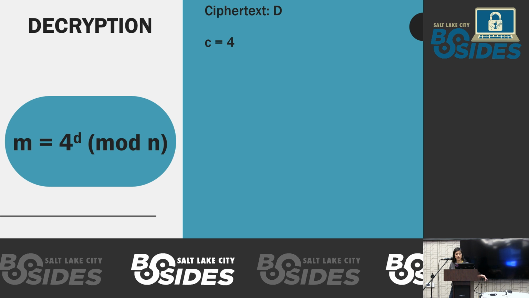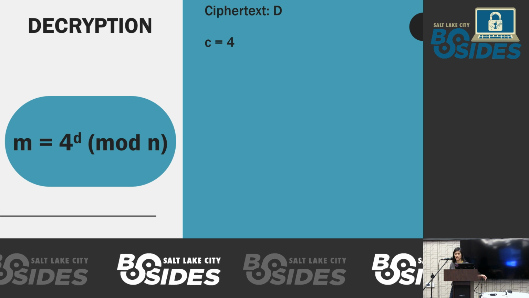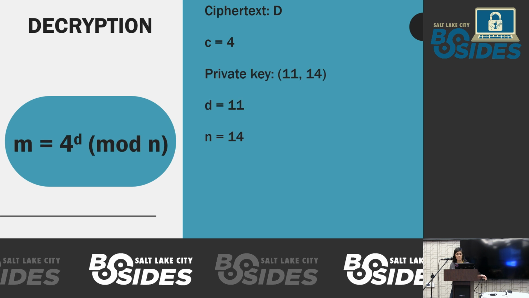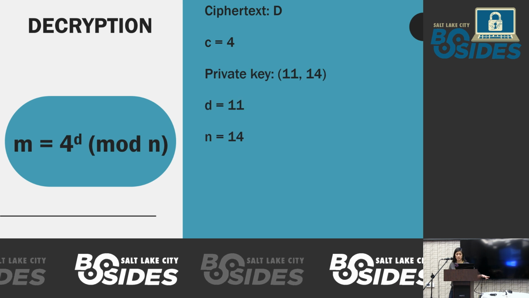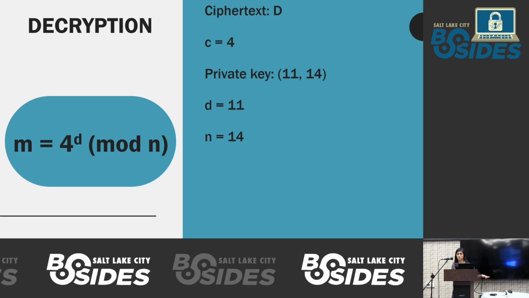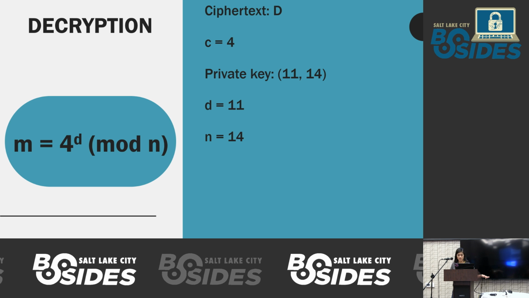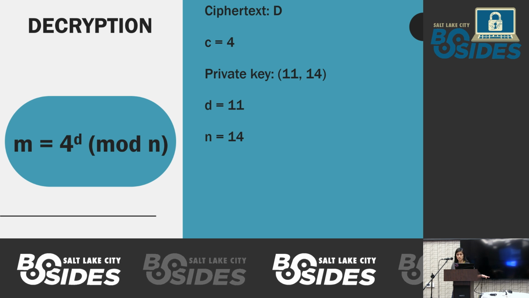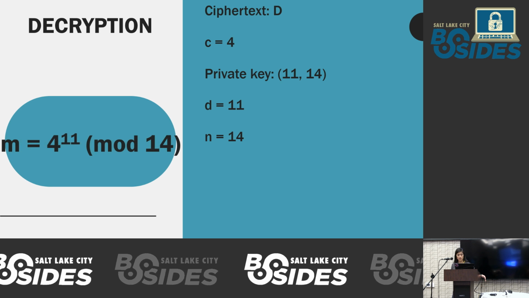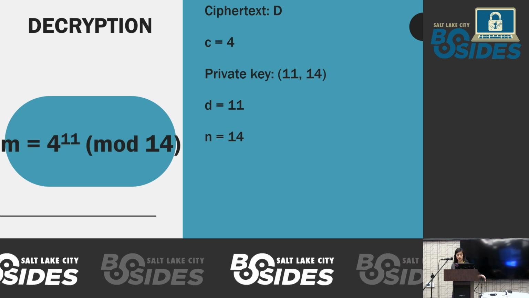So we're going to plug in our numbers. C stands for ciphertext, so that's 4. And here's our private key. The N, the 14, is the same N that was represented in the public key. And then the D is the decryption key. So we're going to plug those numbers in: 4 to the power of 11 mod 14.